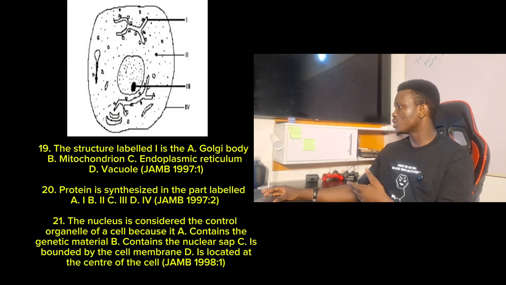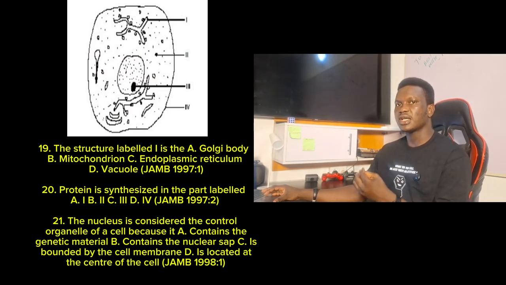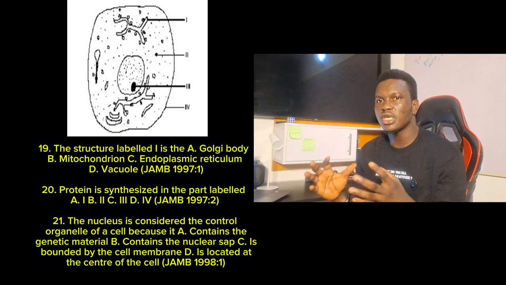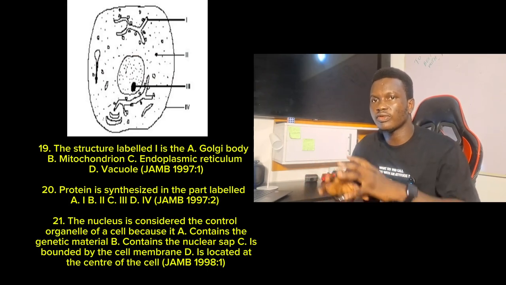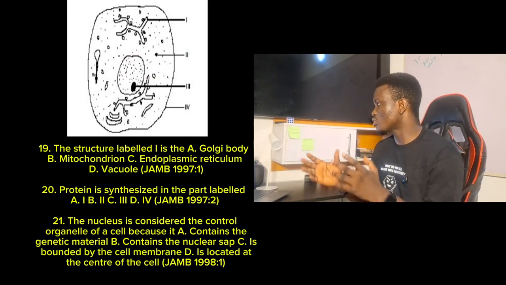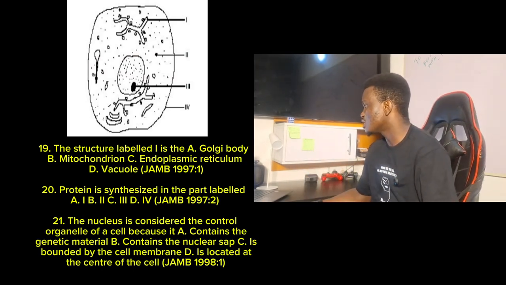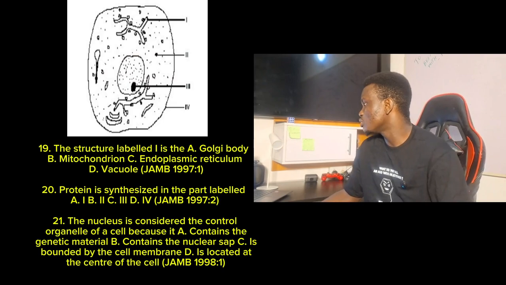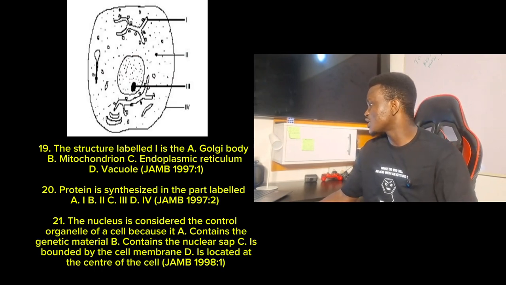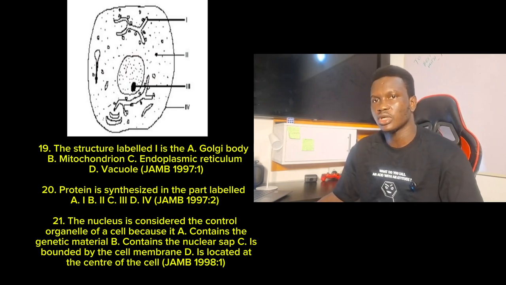That is the ribosome. So 21, the nucleus is considered the control organelle of the cell because what? Why is it that we consider the nucleus the main center, the control of the cell? Everything that happens in the cell is controlled by the nucleus. A, contains the genetic material. That is true. B, contains the nuclear sap. C, is bounded by the cell membrane. D, is located at the center of the cell.